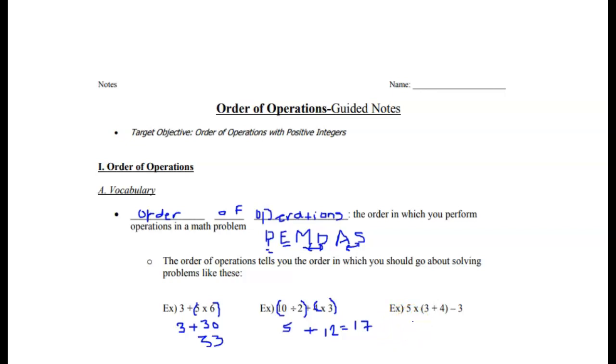Let's talk about parentheses. Parentheses, of course, look like this. I'm going to do what's inside of the parentheses first. So I'll do 3 plus 4, which is 7. Then I'm going to do my multiplication, 5 times 7, which is 35. When I subtract 3 from it, I get 32. Order of operations.